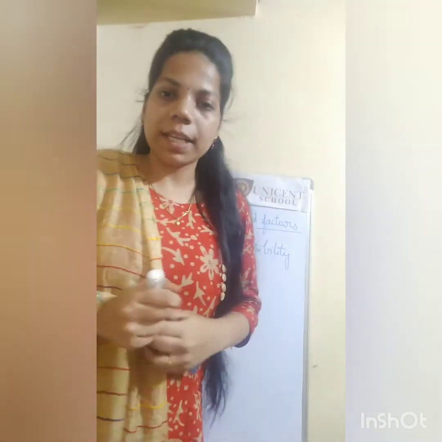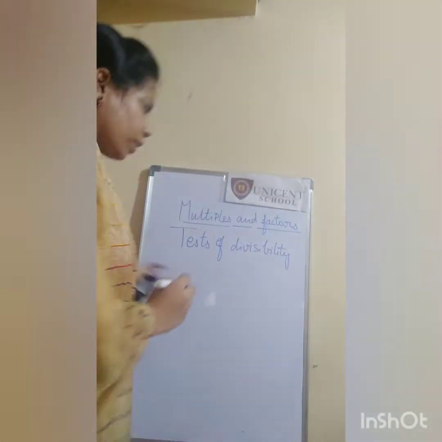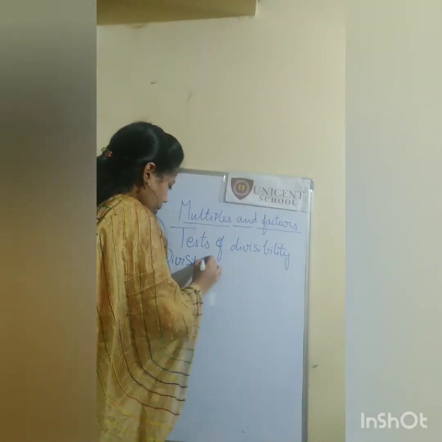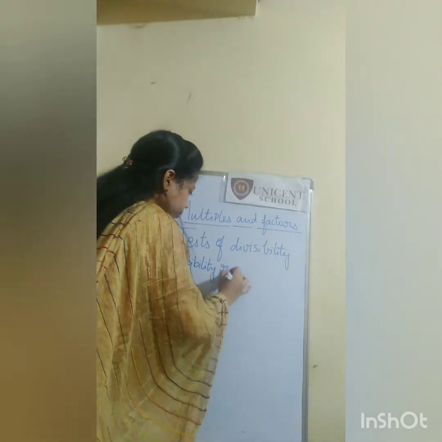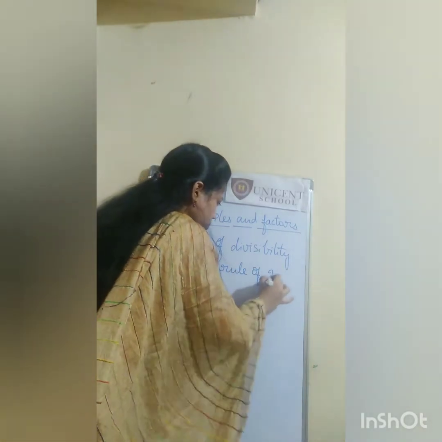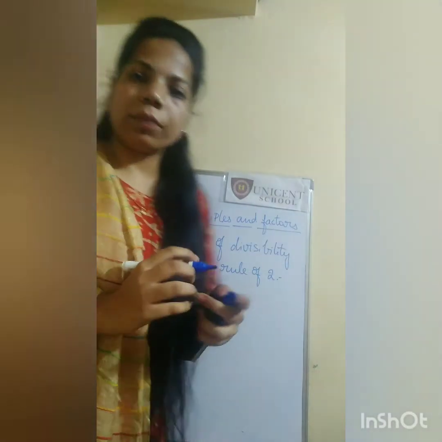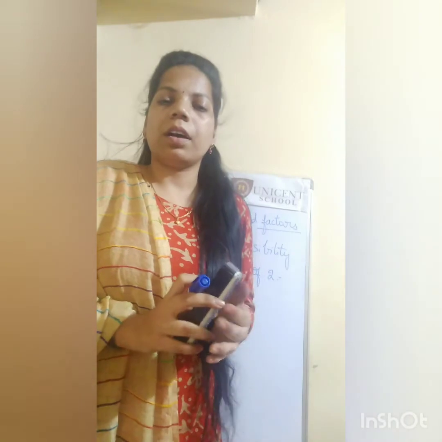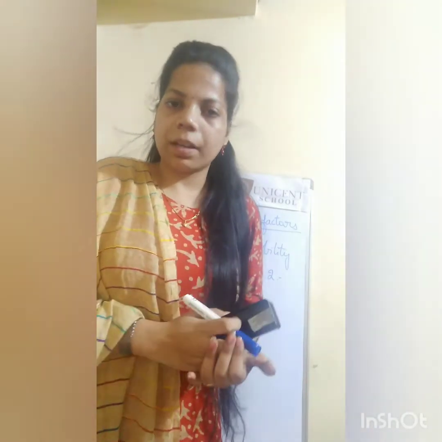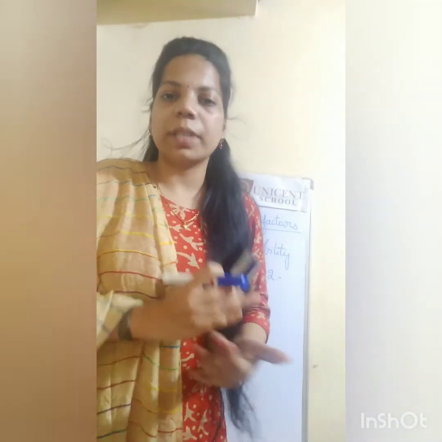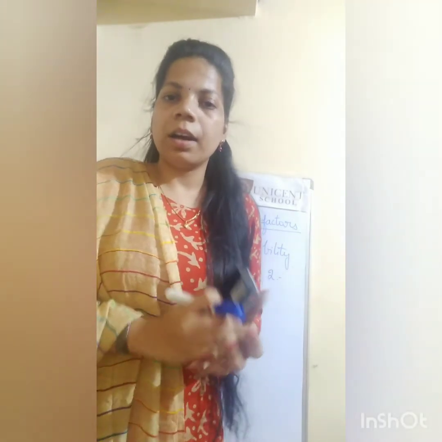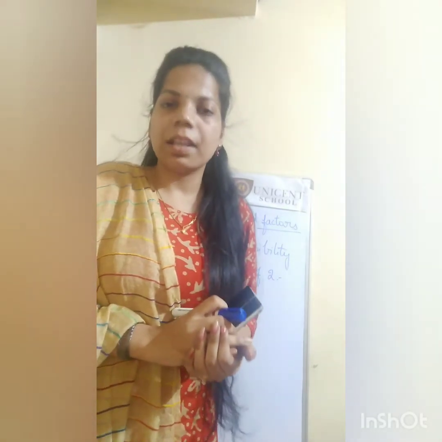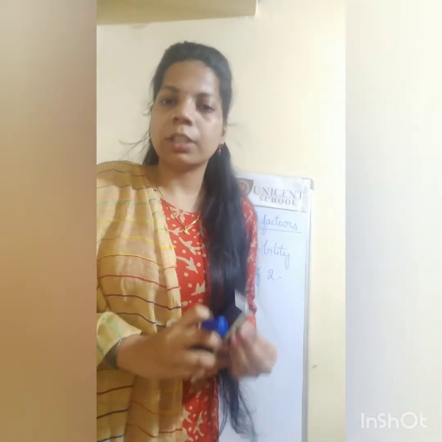Now the first divisibility rule is that of 2. Divisibility rule of 2. If any number has an even number or 0 in its units place, then the number is divisible by 2.